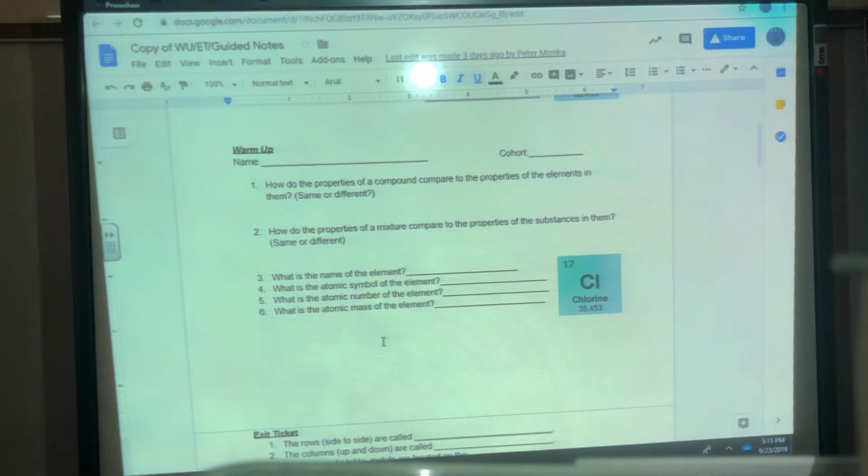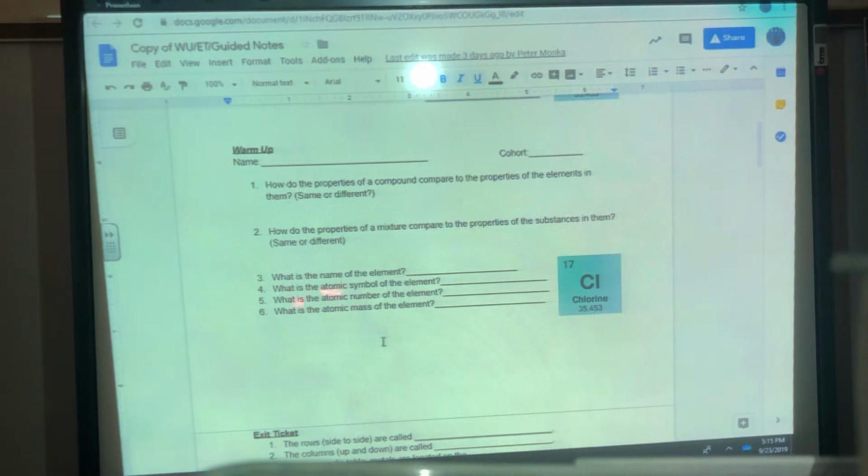Number two, how do the properties of a mixture compare to the properties of the substances in them? Well, guess what? The substances that go in to make the mixture are going to have the same properties. It's also the same. Not going to change. You're not going to put something into a mixture and all of a sudden change the mixture. It's going to be the same.